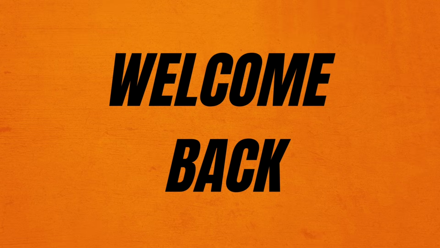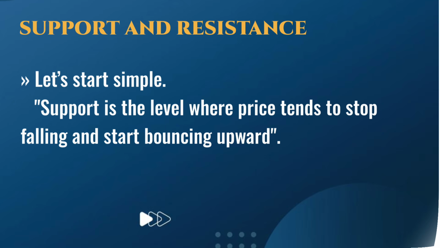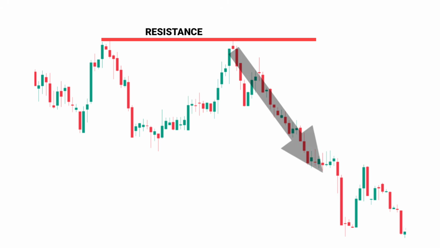Welcome back. What is support and resistance? Let's start simple. Support is the level where price tends to stop falling and start bouncing upward. Think of it as the market's floor. Resistance is the level where price tends to stop rising and start dropping.